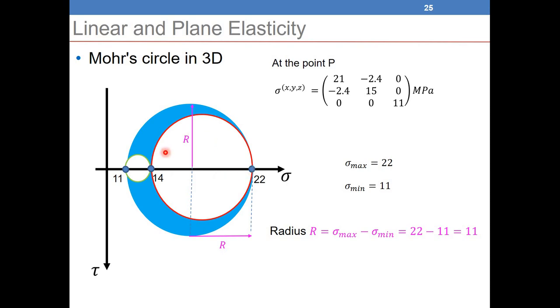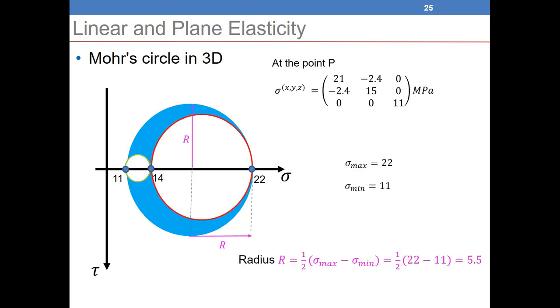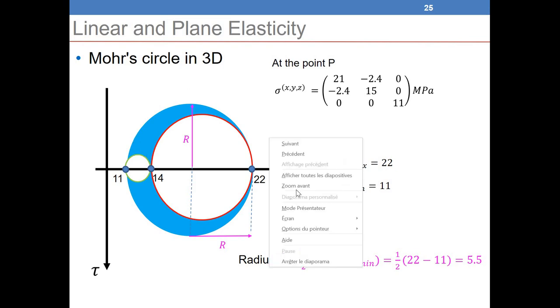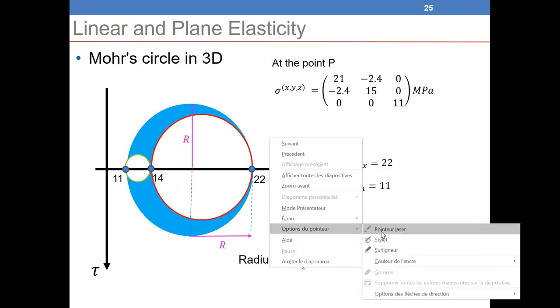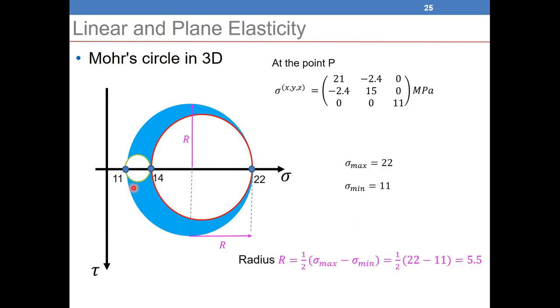So (σ1 − σ2)/2 will give me the radius. Here we had a small error. The diameter of the biggest circle will be equal to 22 minus 11. To find the radius of the biggest circle, we just divide the diameter by 2, so it will be 1 over 2 times (22 minus 11). So the radius of the circle here will be 5.5.